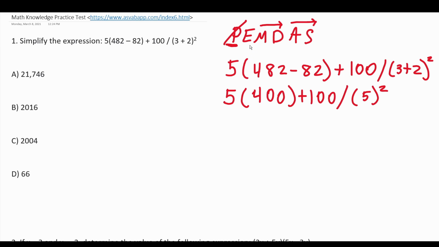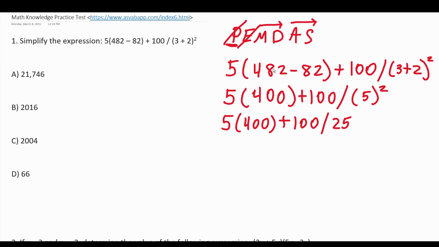Now we're looking through our expression for exponents, and we're going to address those accordingly. As you can see, we only have 1 exponent in this expression, notably 5 squared. So let's go ahead and deal with that next. This is 5 times 400 plus 100 divided by 5 squared is the same as 5 times 5, so that's going to be 25. All right, so we took care of all the exponents in our expression.